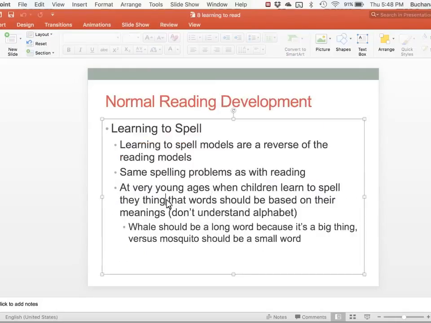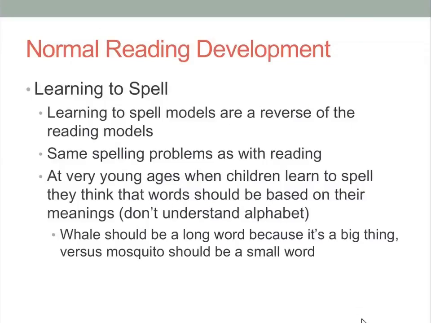Children spell things the way they think words should be based off of their meanings. So the way this works is that whale is a really big animal, and they understand these concepts of big and small, so the word for whale has to be really large because the animal is really large. They think there's some relationship between meaning and its abstract symbol, although we've talked all semester about how they aren't. So mosquito should be a really short, small word. It takes a while for kids to understand that words and their meanings are not tied, and that these rules don't hold.